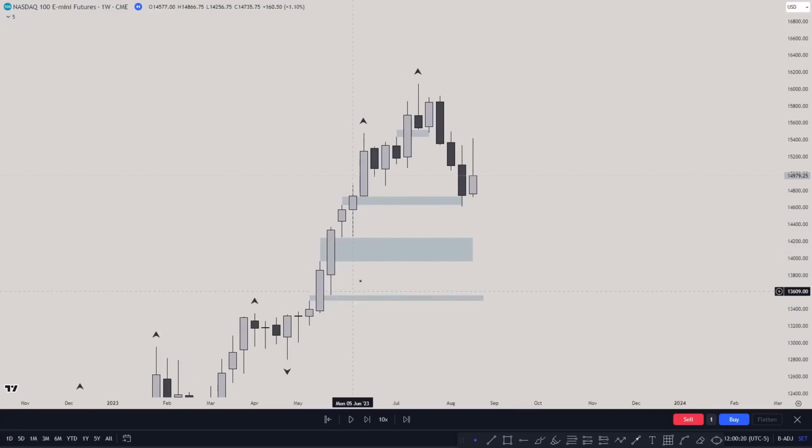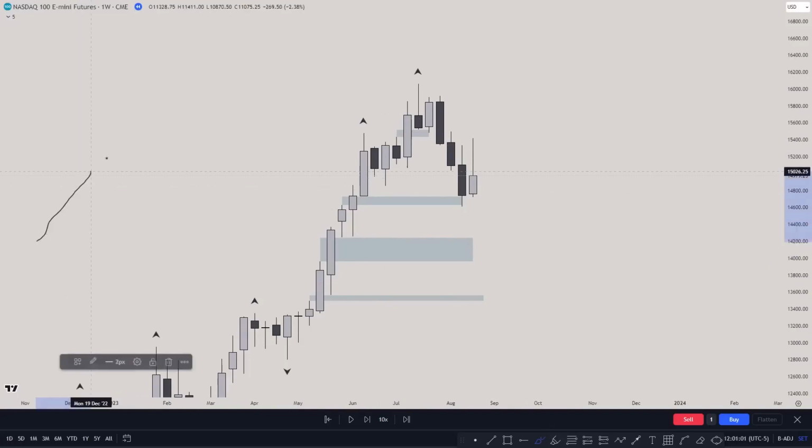Now we have fair value gaps in two directions, and we also have multiple fair value gaps in the same direction. So which one should I take? Which one do I think is going to hold? Which one is not going to hold? The answer to this is the higher time frame. So we are on the weekly. If we go to the monthly, the picture is going to be more clear.